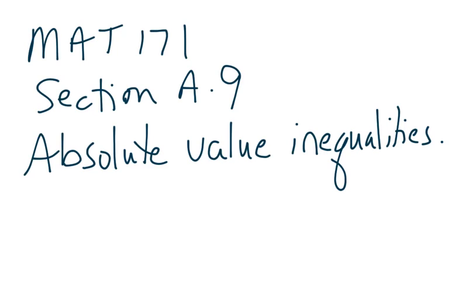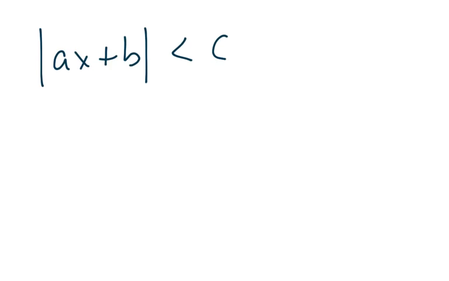Okay, this video is going to be section 8.9, absolute value inequalities. So in the previous video we did absolute value equations and you had a set way to set it up in order to solve. Just like we're going to have two other ways to set up and solve absolute value inequalities. So our first setup is going to be absolute value of ax plus b is less than c. And this formula also works if it's less than or equal to.